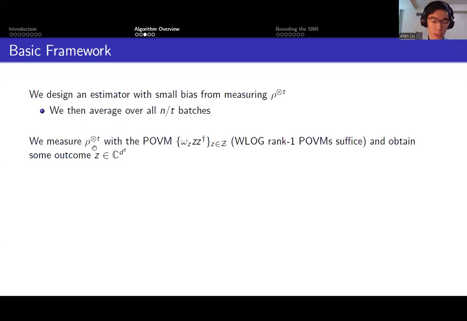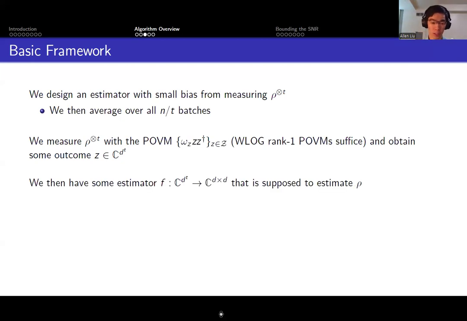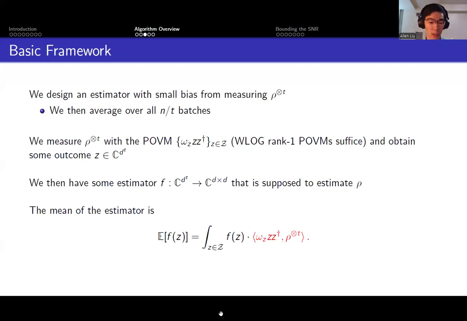So we measure some POVM on rho tensor to the t. Without loss of generality our POVM is rank 1, so its elements are of the form some weight omega z times zz transpose, where z is some vector in this d to the t dimensional space. We measure this POVM, and then we have this estimator f, which maps the output of our POVM to some d by d matrix that is supposed to be an estimator for rho. We can easily compute the mean of our estimator. It is simply the integral or sum over the POVM, weighted by the probability of seeing a given outcome z, which is given by this inner product in red.